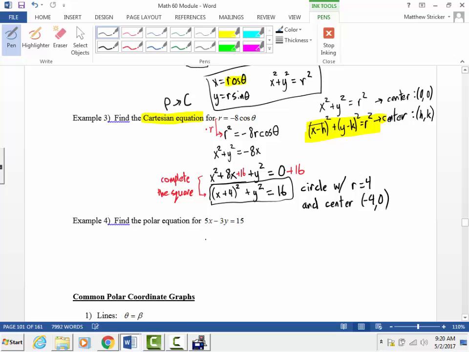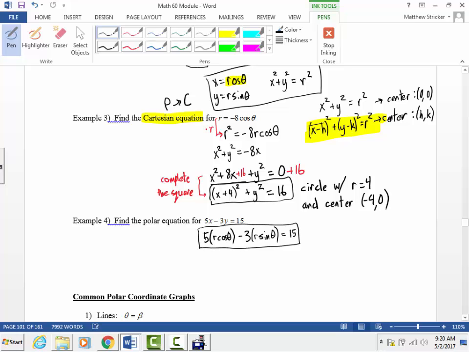It's just 5 times x, but x is what? X is r cosine theta. And then minus 3 times r sine theta equals 15. Okay? And that's it.